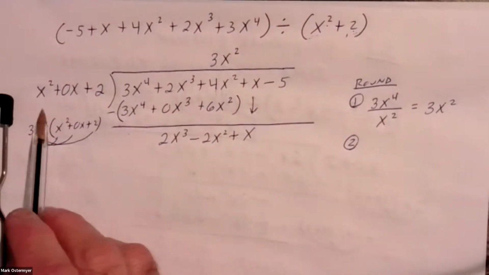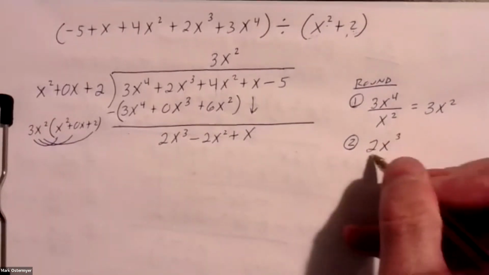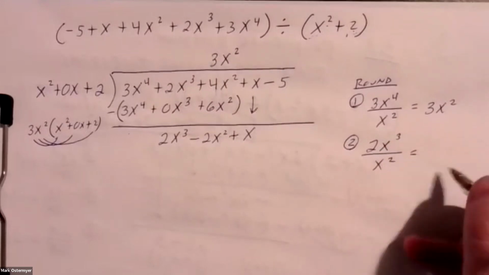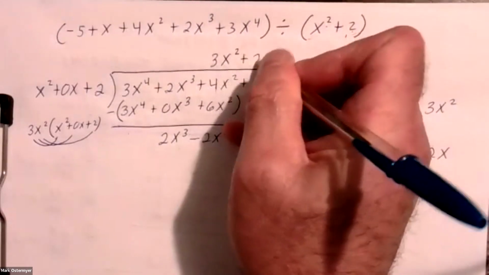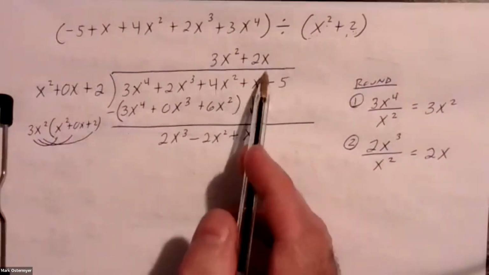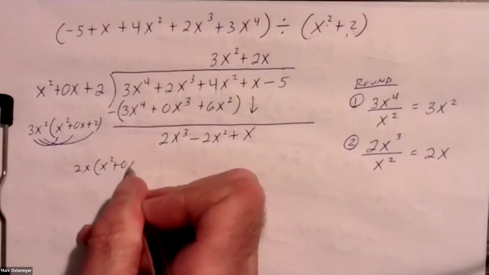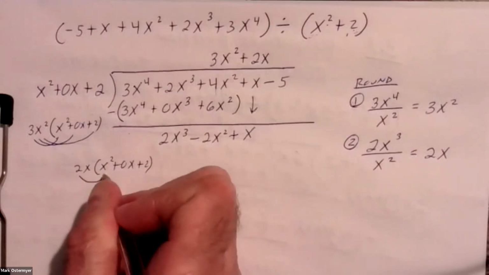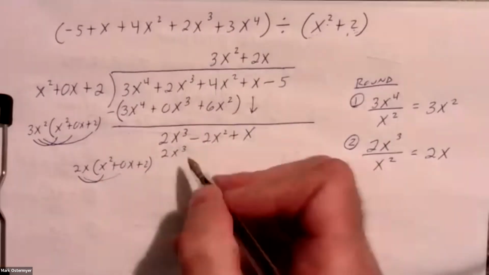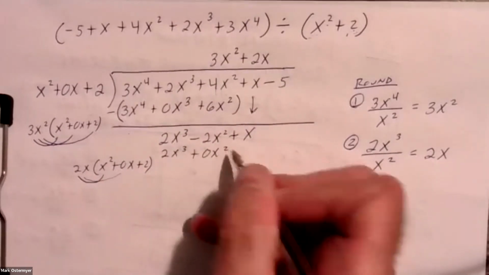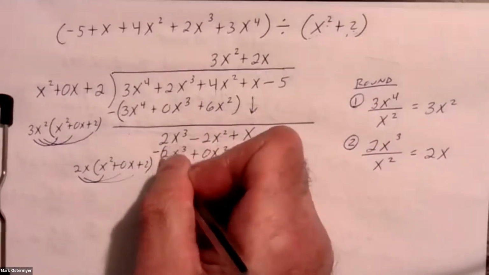All right, round 2, we ask ourselves, how many times does x squared divide into 2x cubed? Take the 2x cubed, place it over the x squared, and reduce this. You'll have your answer. This reduces down to just 2x, the next term in our quotient. Take the 2x, multiply it by your divisor. So 2x times x squared is going to be 2x cubed. 2x times 0x is plus a 0x squared. 2x times 2 at the end is plus a 4x. Subtract off the whole polynomial.